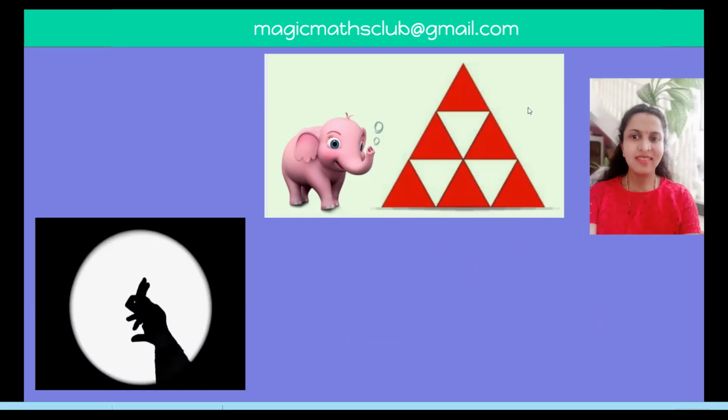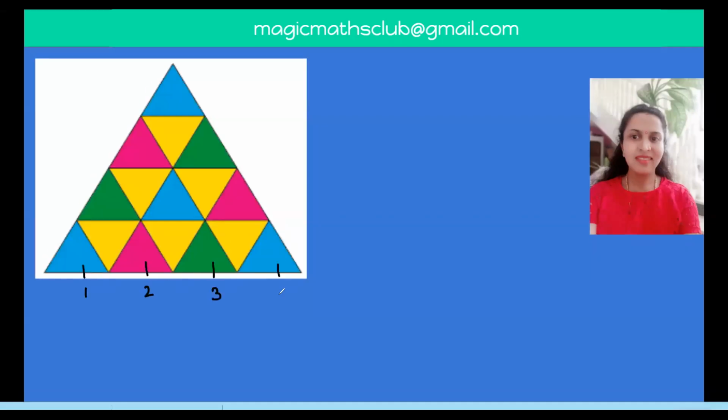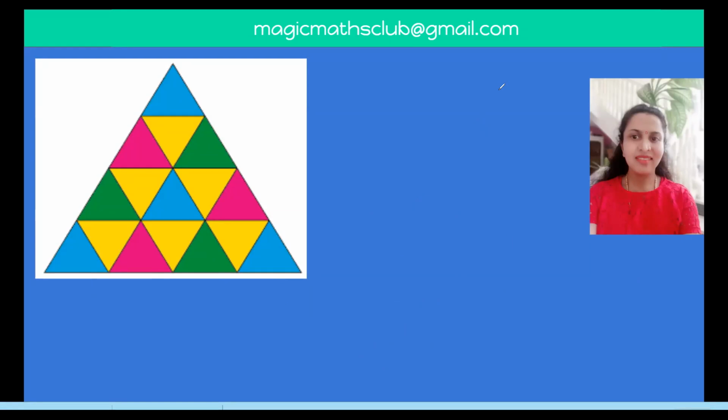Let's do the next part. So here you see 1, 2, 3, 4. So n is 4, which is even. So what do we have to do? 1 by 8 n into n plus 1, 2n plus 1, and no need to subtract 1 from it. So 4 into 5 and 9. Sorry, here it is 2. So this is 6. So 2, 3. So this gives you 27. Actually, you can try to get it after addition also, so you can check whether I am correct or not.